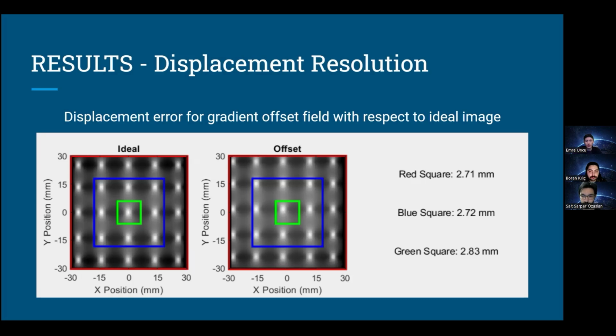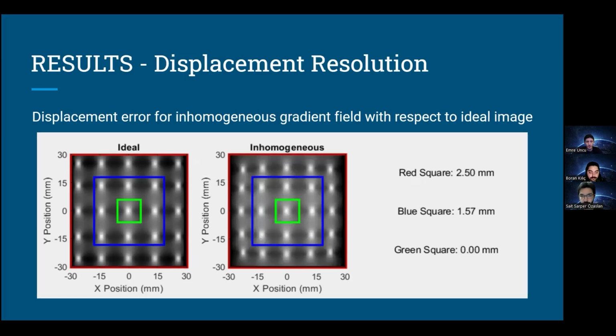were calculated for three different areas of the ideal and offset gradient. As can be seen in the figure, the calculated error values are close to each other, since the offset is applied equally to all frames of the image. Afterwards, the error calculations were made the same way between the ideal and inhomogeneous gradient for three different areas again. When the results are examined, the error for the green square is calculated as 0 mm. This is because inhomogeneity depends on distance and there is no change at the origin. As we move away from the origin, the distortion increases and therefore the error increases.